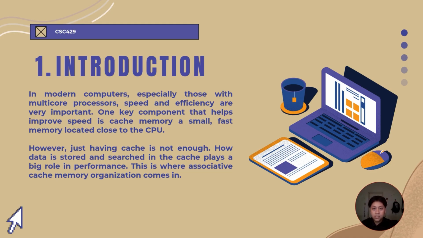Because the cache is so close and so fast, the CPU can access data from it almost instantaneously, which dramatically improves the overall speed of the computer. However, as the slide correctly mentions, simply having a cache is not enough. The real challenge lies in how we manage this small, valuable space. The performance benefits of a cache depend entirely on how data is stored and, more importantly, how it is searched for. A poorly organized cache can be inefficient, forcing the CPU to go back.